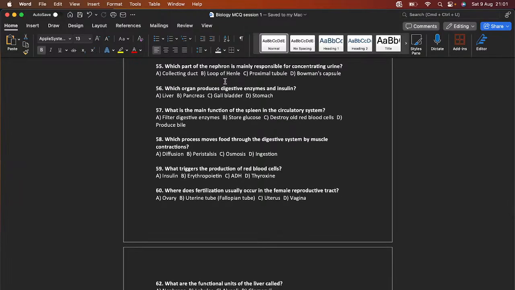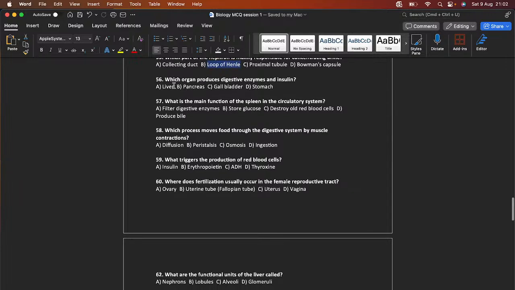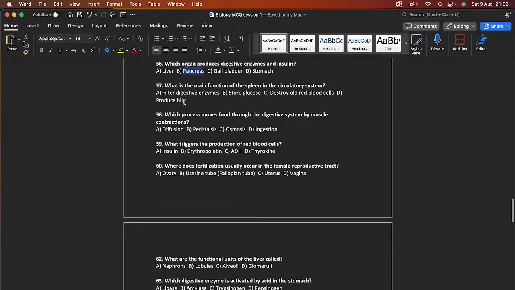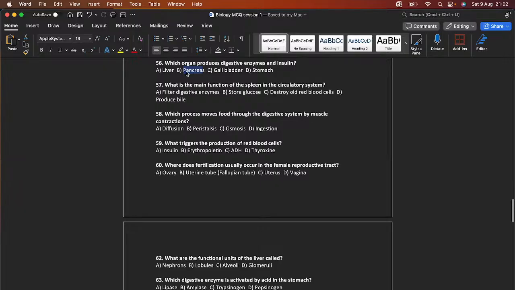Which part of the nephron is mainly responsible for concentrating urine? So we saw this one earlier as well. It is the loop of Henle. Which organ produces digestive enzymes and insulin? So it's the pancreas, right? We discussed this already. So the exocrine function of the pancreas is essentially for the digestive enzymes, and insulin is the endocrine function.